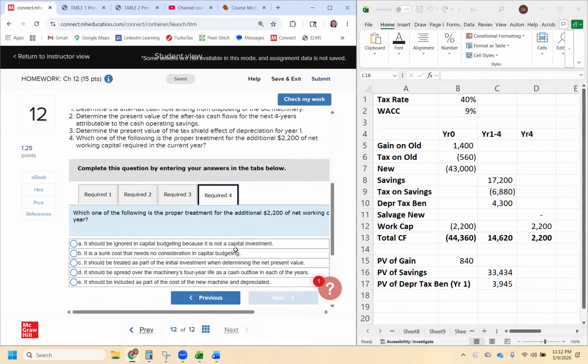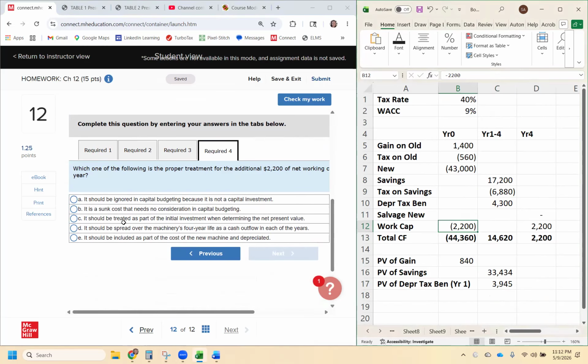Which of the following is the proper treatment for the additional 2,200 of net working capital required for the current year? Okay, it should be a cash outflow for year 0 and a cash inflow for year 4. There's no taxes on working capital. It should be ignored. No. It is a sunk cost. No. It should be treated as a part of the initial investment. Yes. It should be spread over the machinery's 4-year life. No. It should be included as a part of the new machine and depreciated. No.